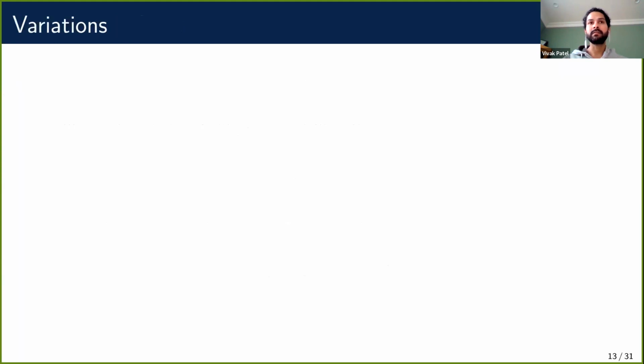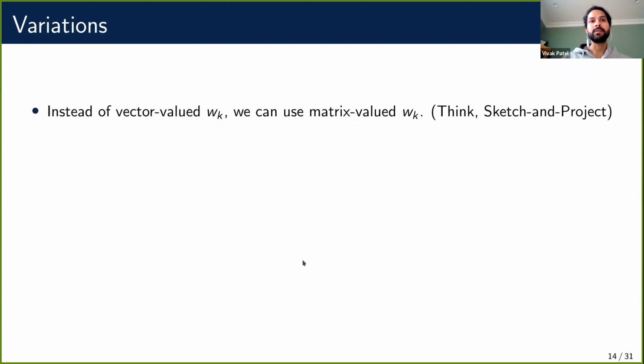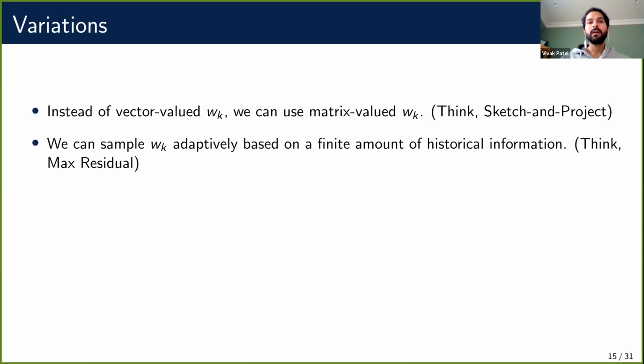Now, there are some basic variations that you can think of very easily. The first one is, instead of doing vector value WK, like I showed you before, we can use matrix value WK. Simple enough, right? We can do matrix operations instead. The next thing that we can do is we can sample these WK, or we could choose these WK adaptively based on some finite amount of historical information.